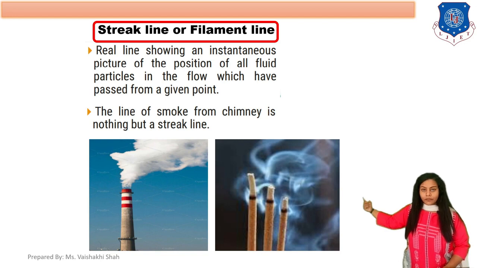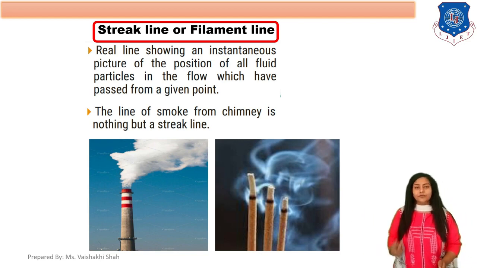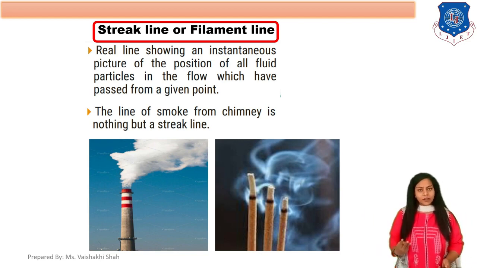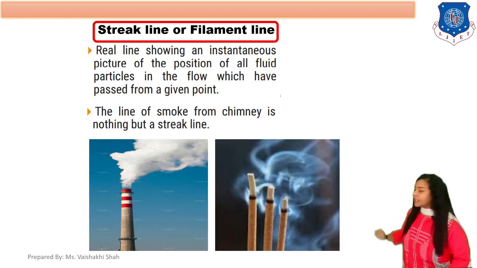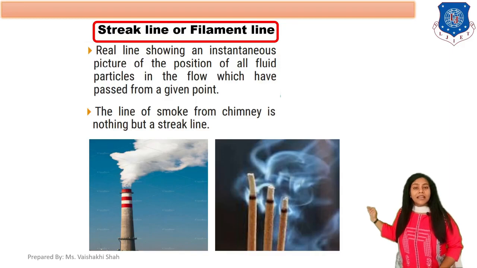So we completed three lines: path line, streamline and streak line. You can clearly identify the type of flow if you know the movement of all three lines.